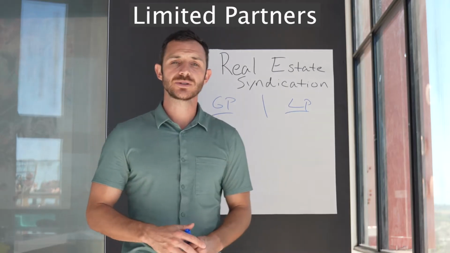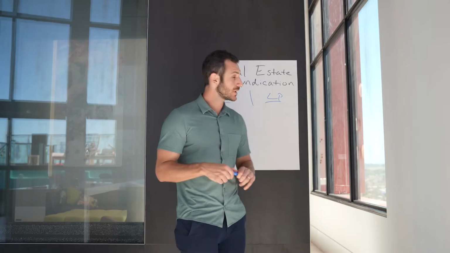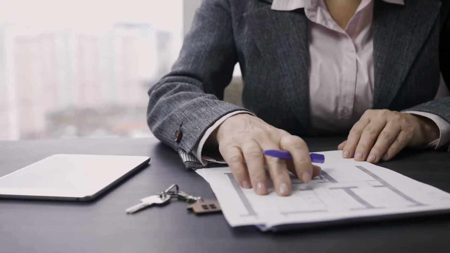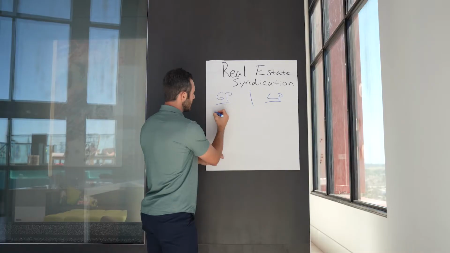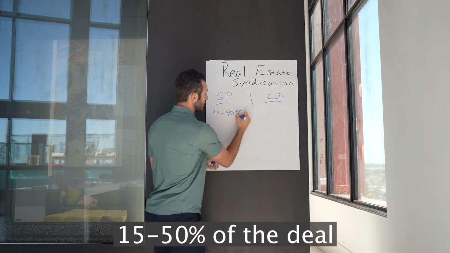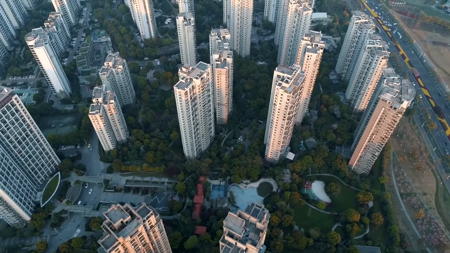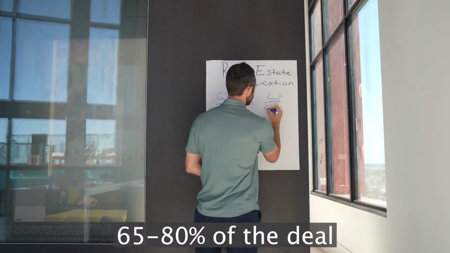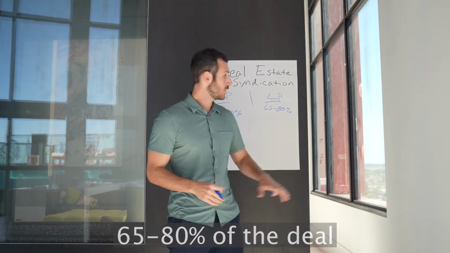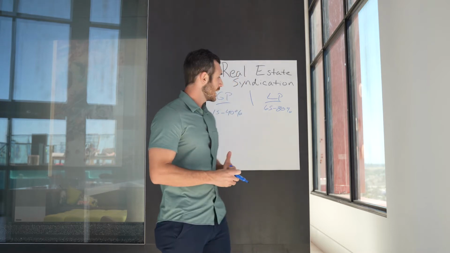You have your LP structure, which are the limited partners or the passive investors that we've been talking about. And in this structure, typically in a partnership form in a syndication deal, the GP owns anywhere from 15 to 40 or 50 really percent of the deal, right? And then the LP owns the lion's share, the majority of the deal, typically anywhere from 65 to 80% of the deal. So as an LP, you own the lion's share of the deal.